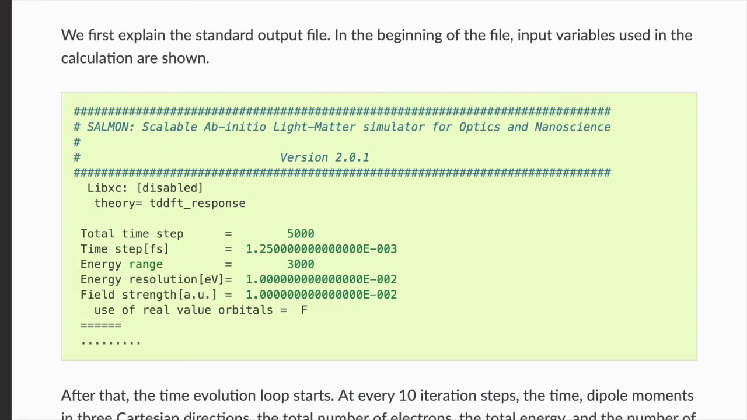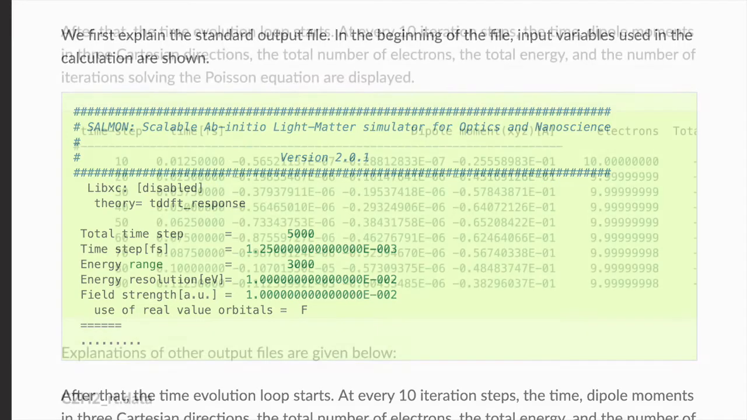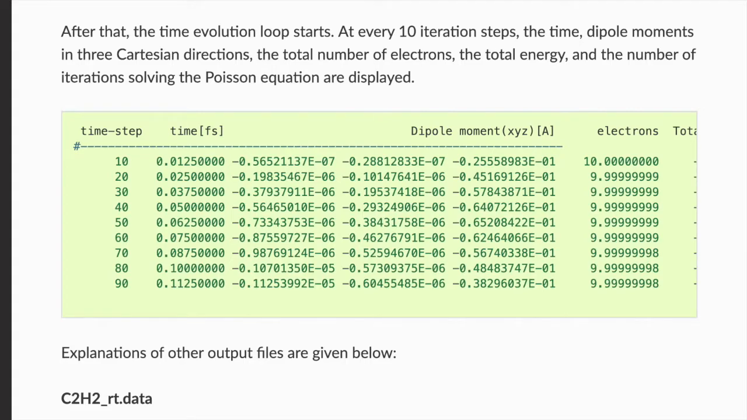First, let us consider the standard output file C2H2 underscore rt underscore response.log. The first part of the file shows the version number of SALMON used in the calculation. Then, the input variables used in the calculation are displayed. When preparations for performing the calculation are complete, the time evolution calculation begins.